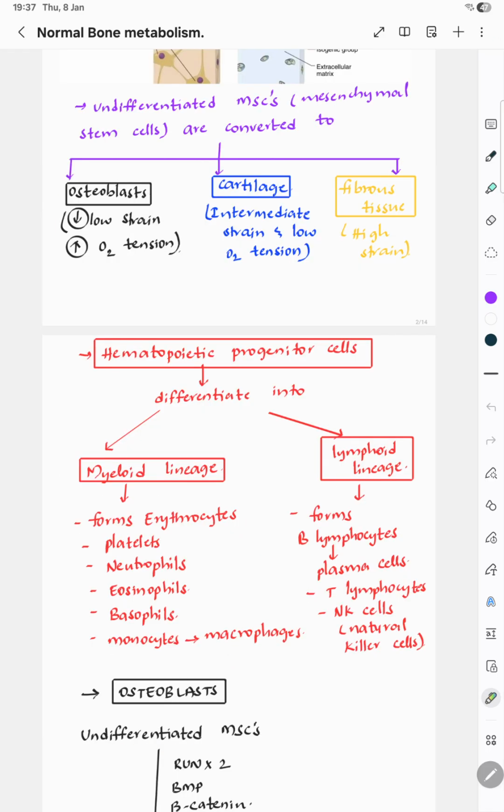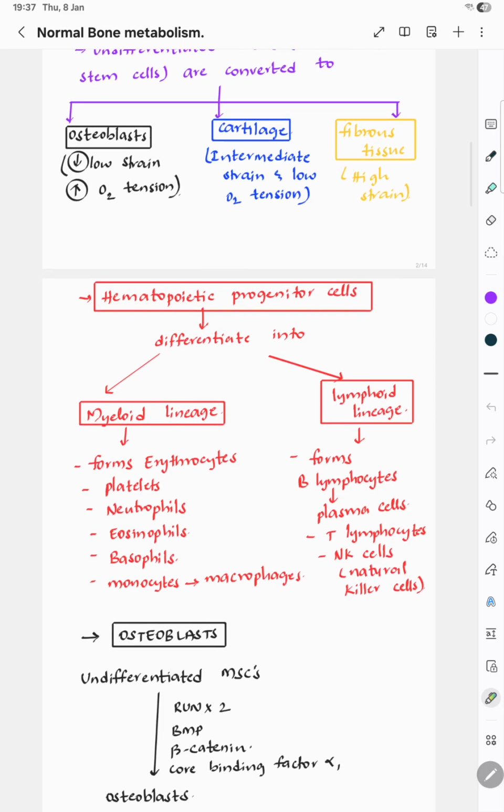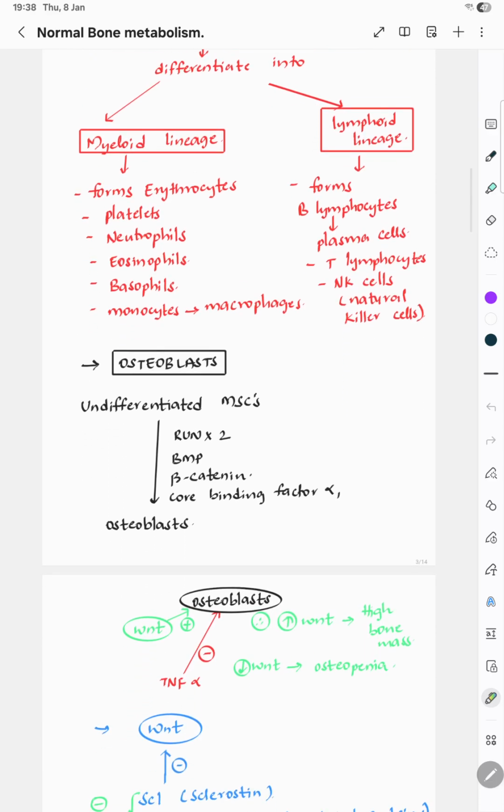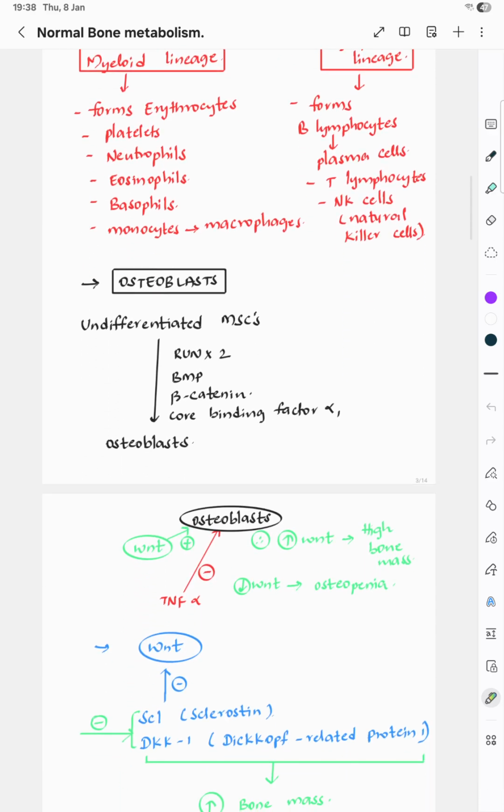And the other conversion is hematopoietic progenitor cells differentiating into myeloid and lymphoid lineage. Myeloid lineage forms erythrocytes, platelets, neutrophils, eosinophils, basophils, monocytes and macrophage system. And lymphoid lineage forms B lymphocytes, which are converted to plasma cells, and T lymphocytes and NK cells, that is natural killer cells. Now we shall discuss the osteoblast, osteocyte and osteoclast.